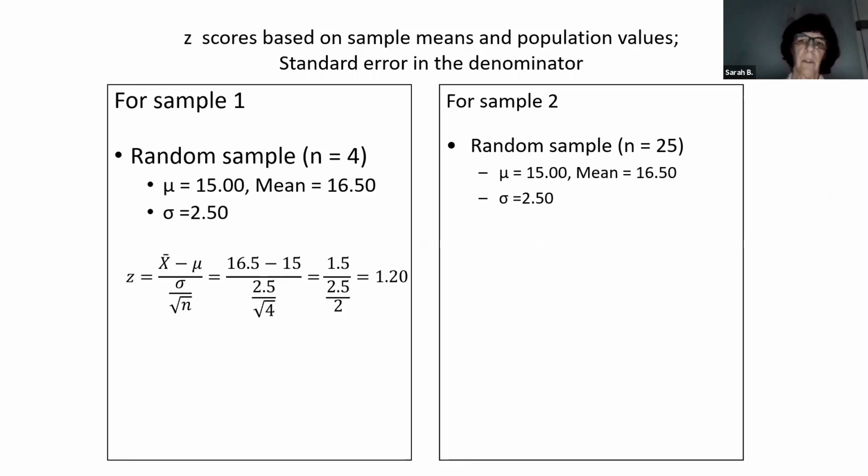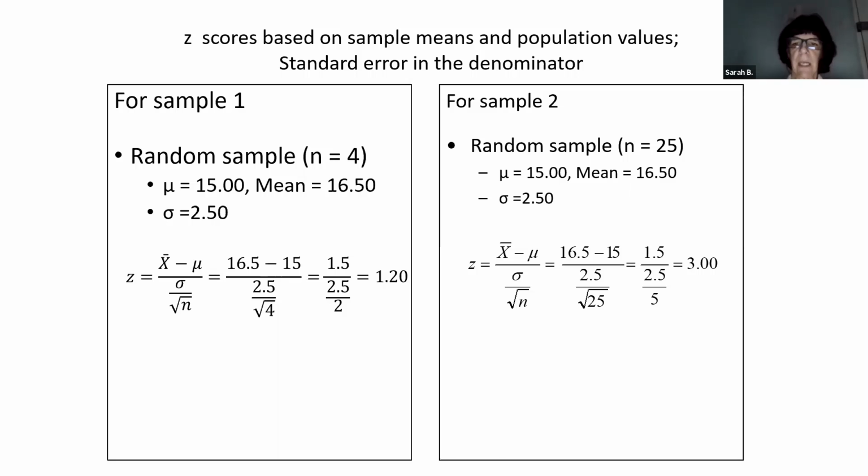We note in the first case, everything is the same except the denominator of the standard error, which is 2, yielding the standard error of the mean to be 1.25. And in the second sample, the denominator of the standard error term is 5, yielding a standard error of 0.5. So 1.25 in the first case for a standard error, 0.5 in the second case.